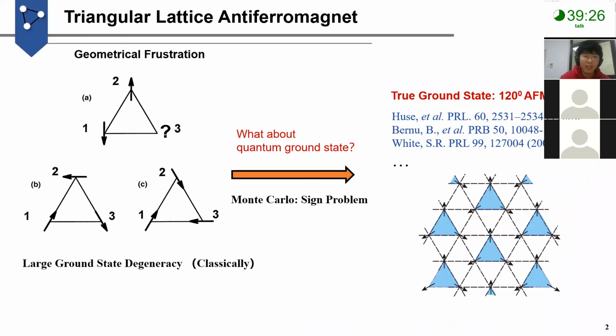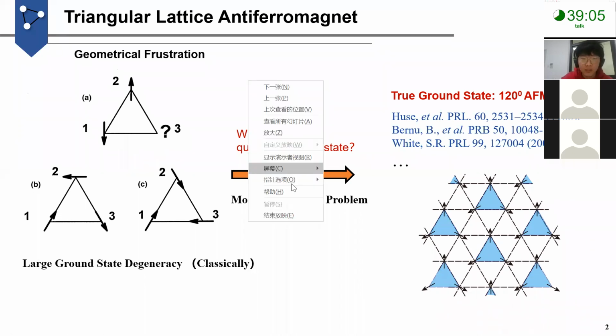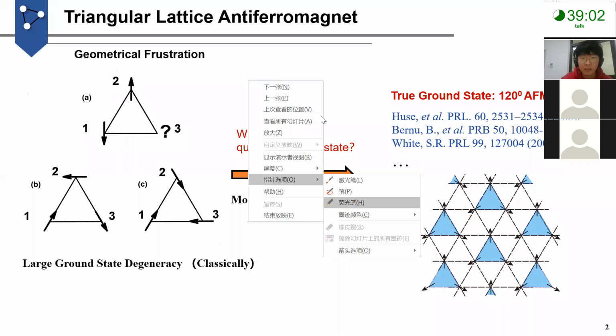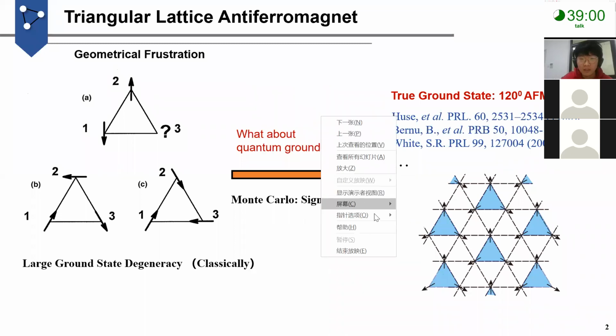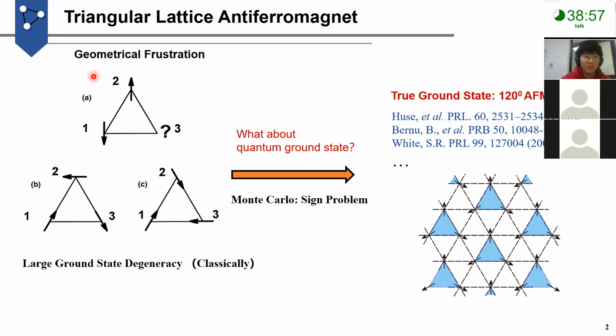Recently, low-dimensional frustrated materials have attracted a lot of attention in the condensed matter theory community. As the simplest realization of frustrated materials, the triangular antiferromagnet is an example. As shown in the left figure A, this is a triangular lattice with classical Ising spins.